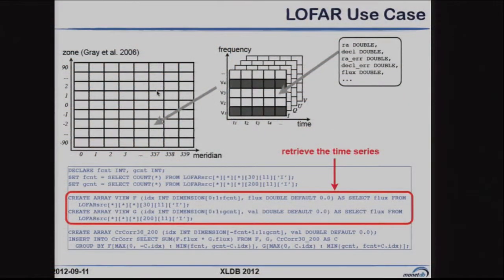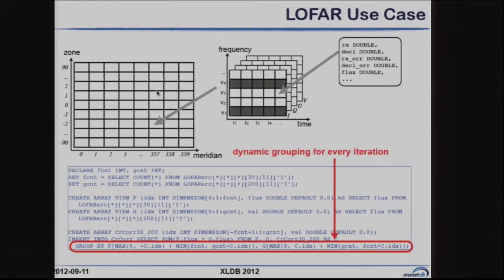So this piece of SciQL is everything you need to compute cross correlation between 2 time series. These 2 statements first retrieve the time series data from the catalog, then in this group by statement, the SciQL array tiling feature allows us to dynamically compute different window sizes for every iteration.